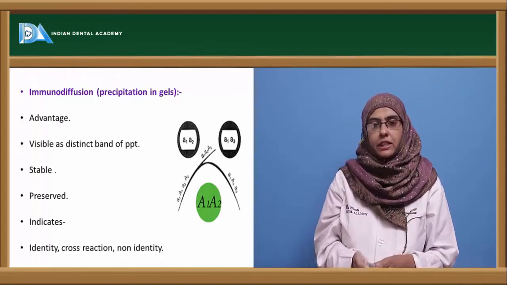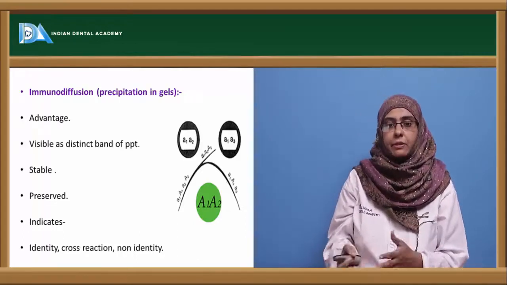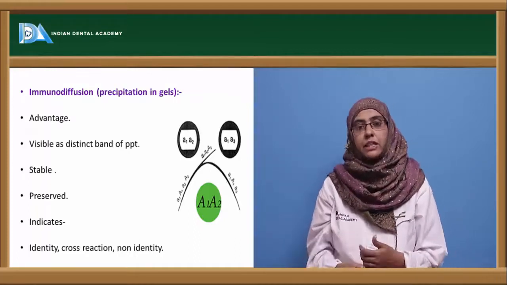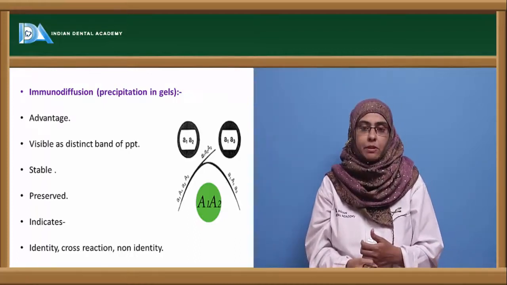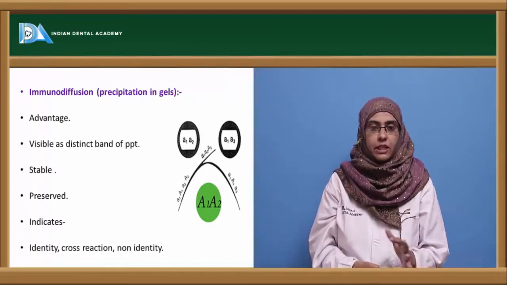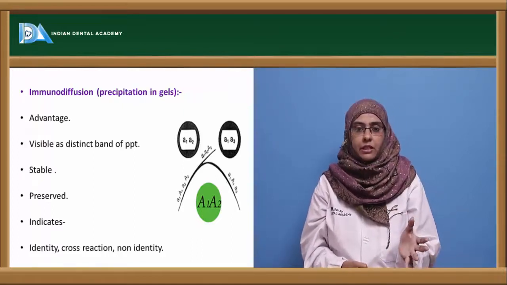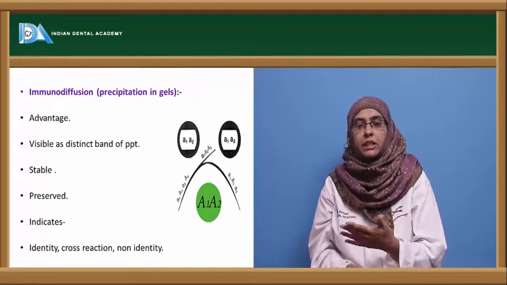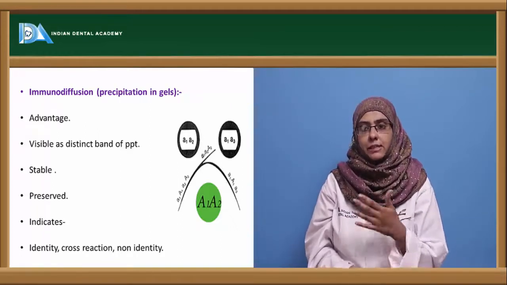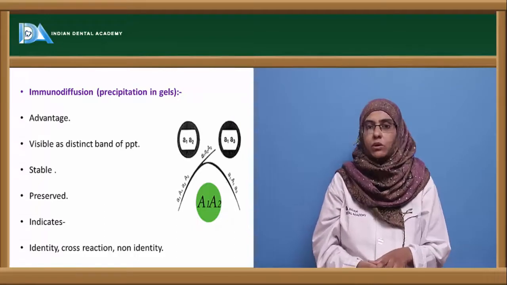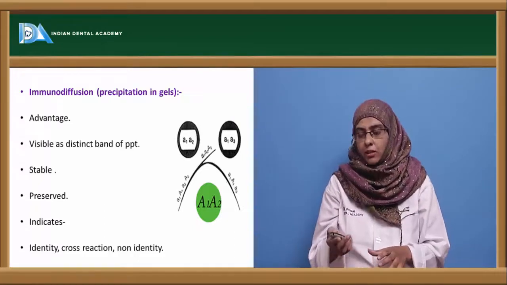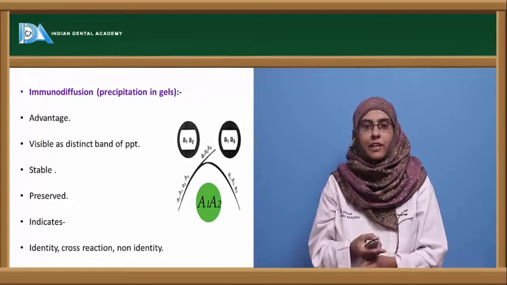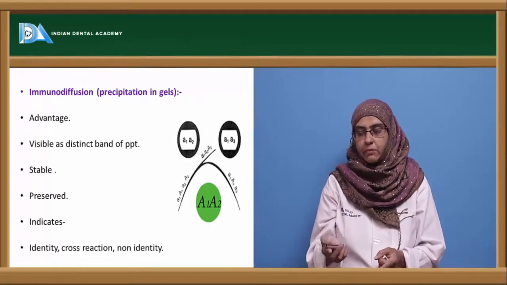Next, it also indicates the identity between the different antigens or antibodies. It also helps us to know whether there is a cross reaction taking place, because sometimes a cross reaction takes place and it will confuse us in our diagnosis. So precipitation in gels helps us to know about the cross reaction, and non-identity. If there is no identity, you can see a crossing of lines between the two precipitant bands.